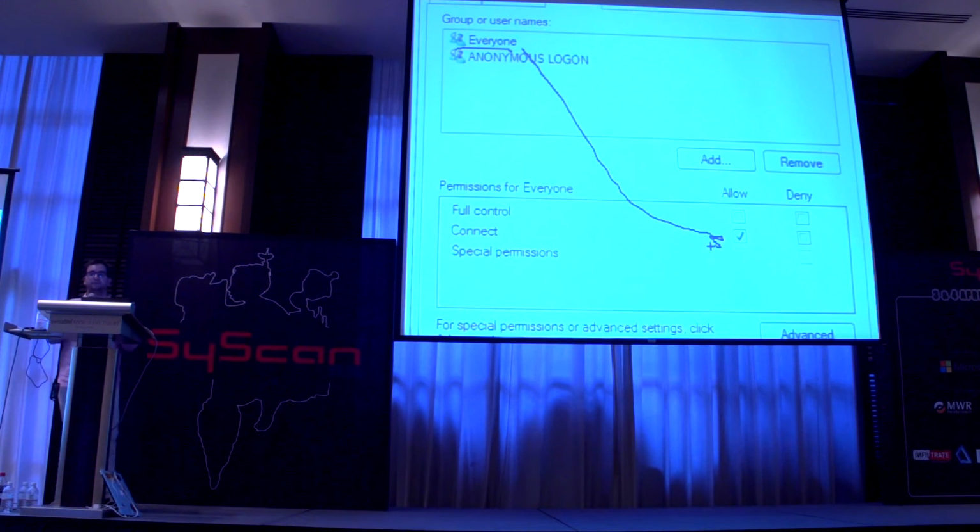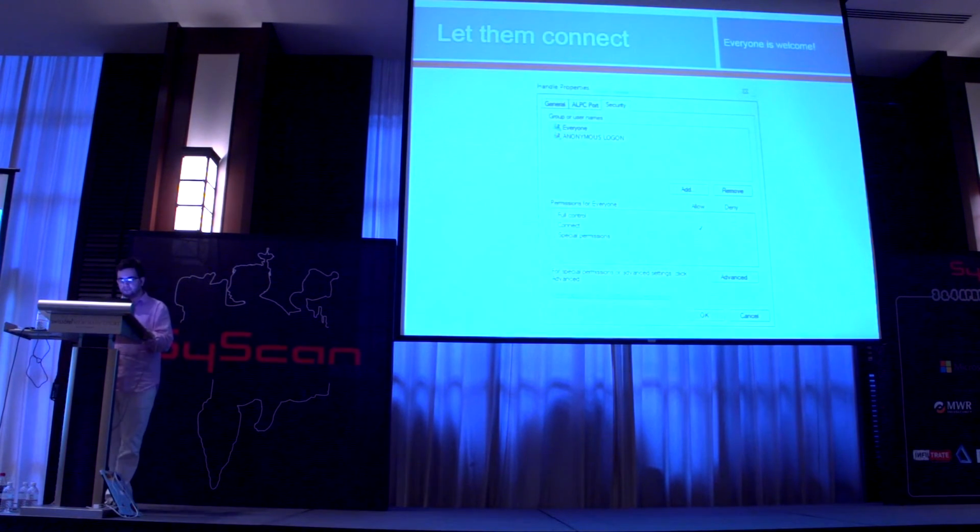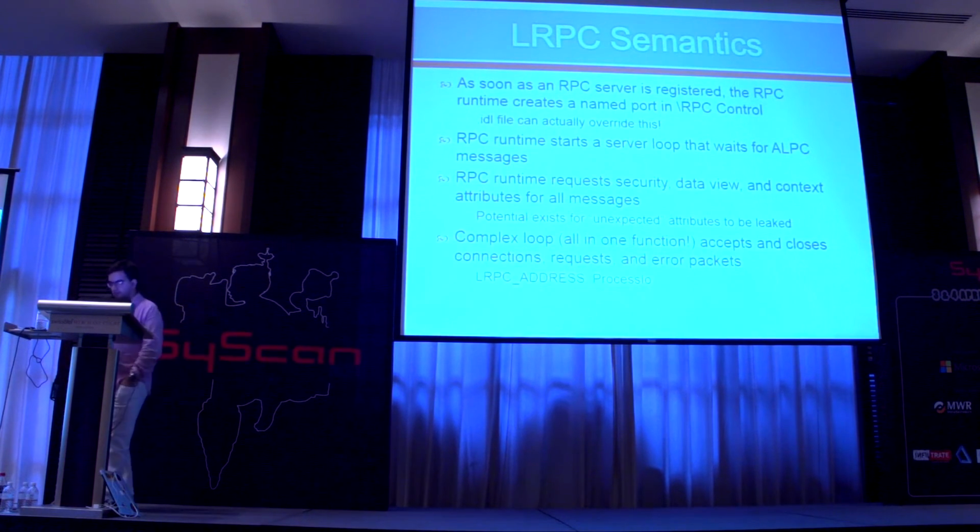And if you send a malformed bind message, or maybe you don't send a bind message, or whatever it is you're trying to do, you're now talking to the runtime in the server. So at least you have something going on between you two. And so that's obviously going to be useful. So as soon as you actually register an RPC server, the runtime creates the port. And then the runtime creates a server loop that waits for ALPC messages.